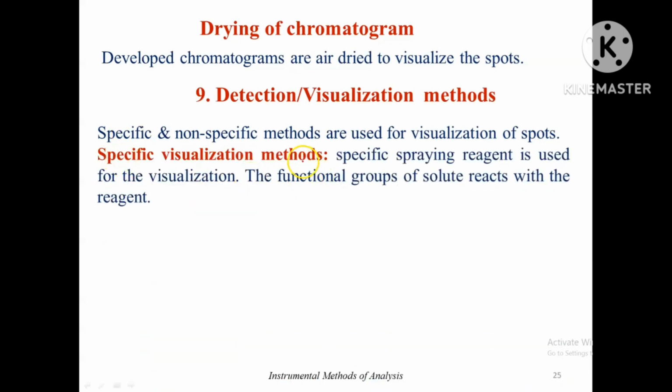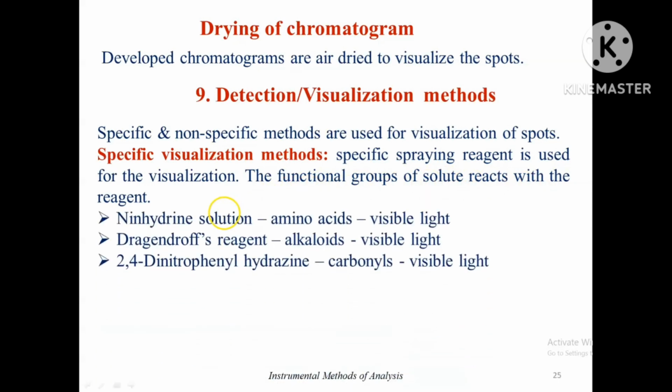In specific visualization methods, specific spraying reagents are used, in which the functional groups of the solute react with the reagent. For example, for the identification of amino acids, we can use ninhydrin solution as the reagent. For the identification of alkaloids, Dragendorff reagent can be used. And similarly, for the identification of carbonyls, we can use 2,4-DNP as the reagent. So in all these examples, the product that we get finally is a colored product. So we can observe different colored spots in visible light.